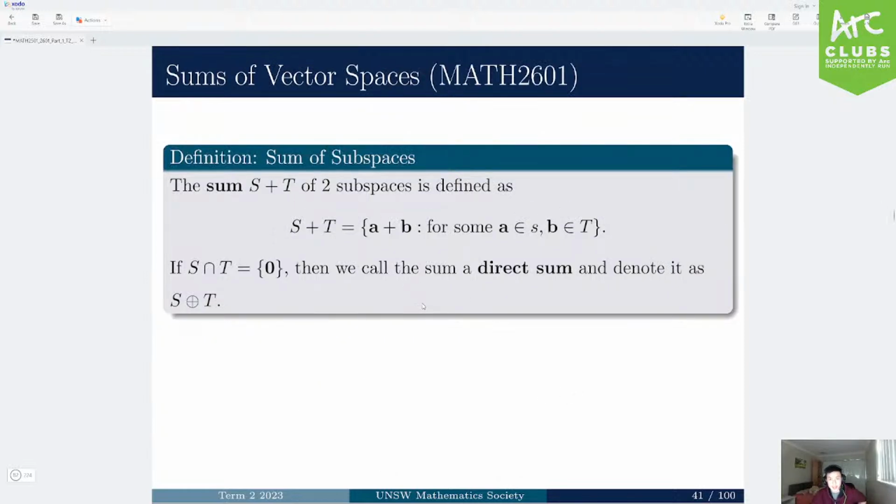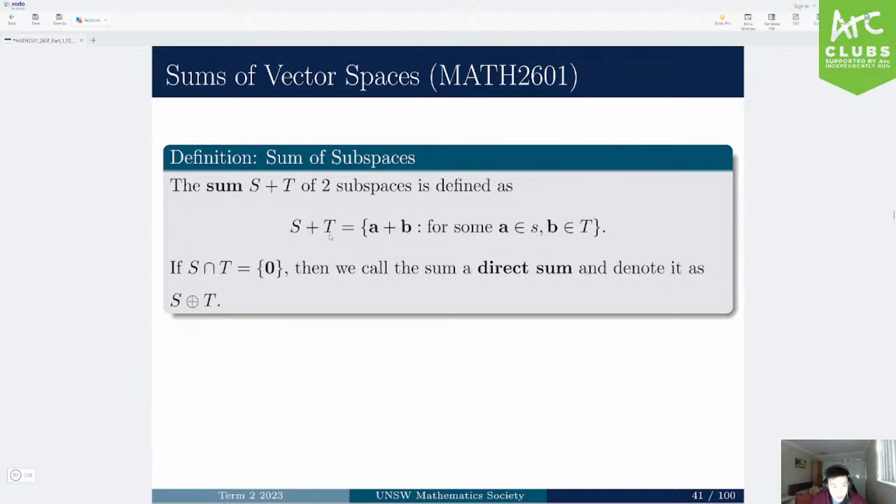The next part here is again only for Math2601, so if you're doing Math2501, you won't need to worry about this little section here, but that's looking at the sums of subspaces. Okay? So the sum of two spaces S plus T, we define this as the set of vectors A plus B, such that A is inside S and B is inside T.